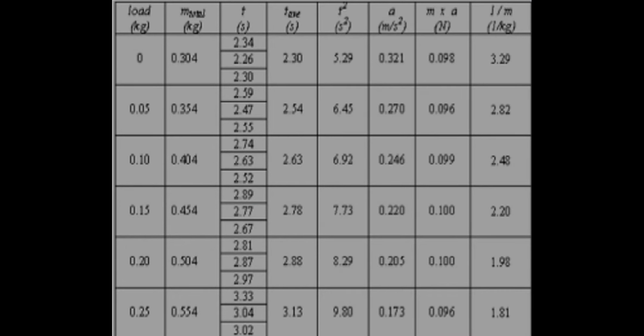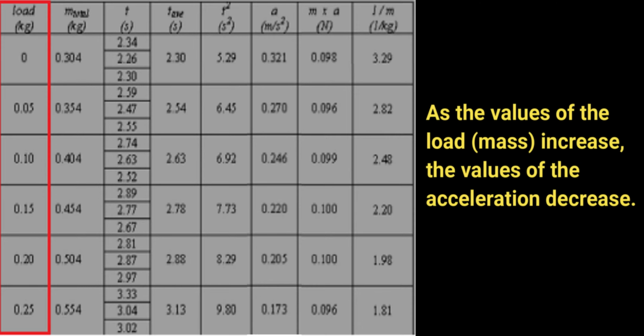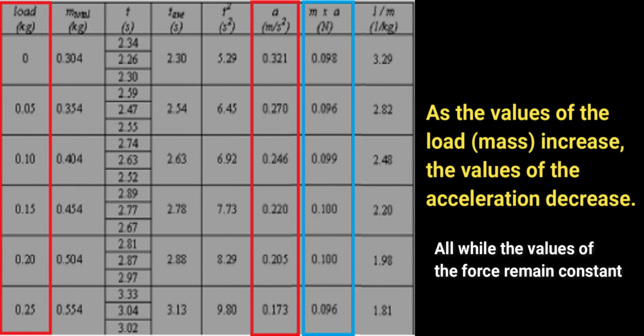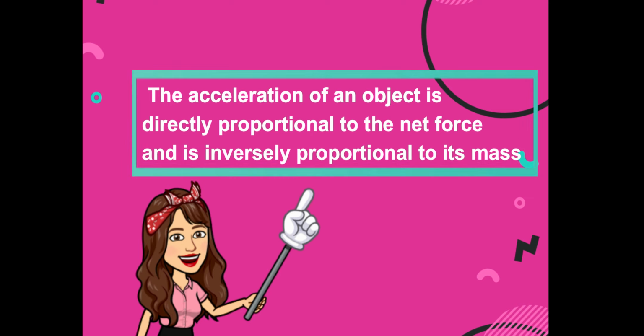This is the data that we have gathered from our second experiment. You will notice that as the values of the mass increase, the values of the acceleration decrease, all while keeping the force constant. To conceptualize, the acceleration of an object is directly proportional to the net force and is inversely proportional to its mass.